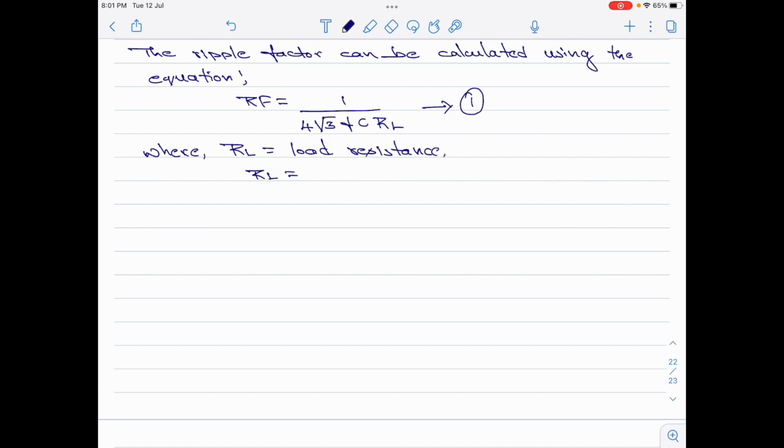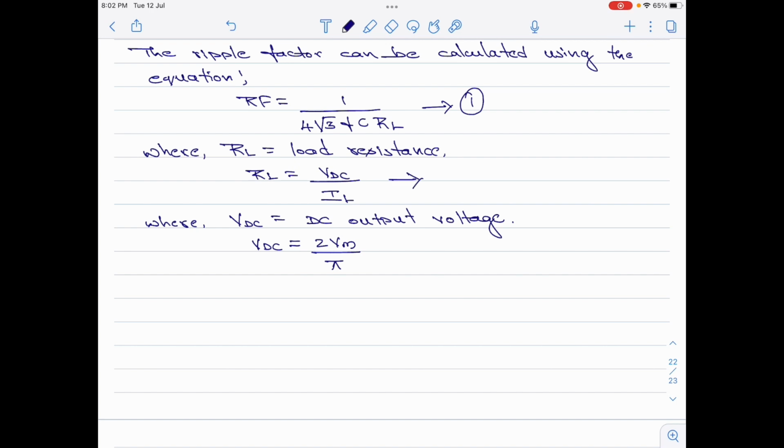So let us now write an equation for finding the load resistance RL. It is given by VDC divided by IL, where VDC is the DC output voltage. We do not know the value of VDC, so let us write the equation for VDC and it is given by 2Vm by pi. Let me call the equation for RL as equation 2 and the equation for VDC as equation 3.